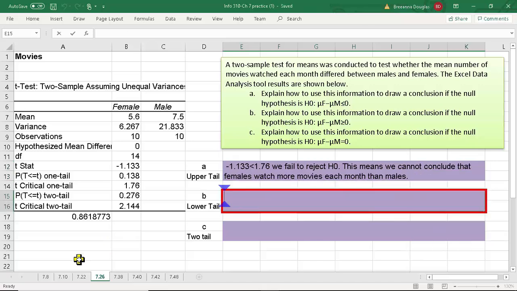In Part B, we'll be treating this problem as though it is a lower tail hypothesis. This means we are trying to prove that males watch more movies than females. Based on our results, we would say, because our t-test statistic of negative 1.133 is greater than our critical value of negative 1.76, which I'll pause right here just to say that our critical value is negative because it is a lower tail test, we will fail to reject the null hypothesis.